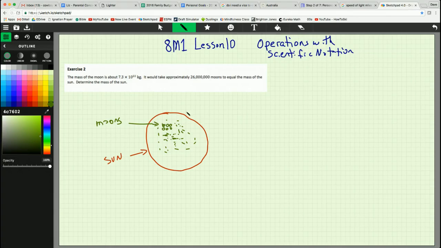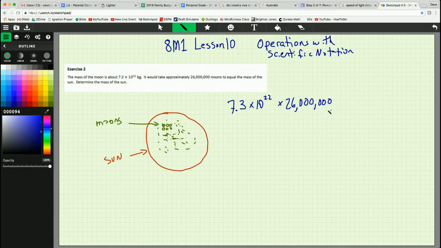So we need to say, is this a multiplication or a division, addition, or what kind of problem is this? Well, the answer is this is a multiplication problem. We need to multiply our moon size, we need to multiply that thing 26 million times. We need 1, 2, 3, 4, 5, 6, 7, 8, 9, 26 million of these things.